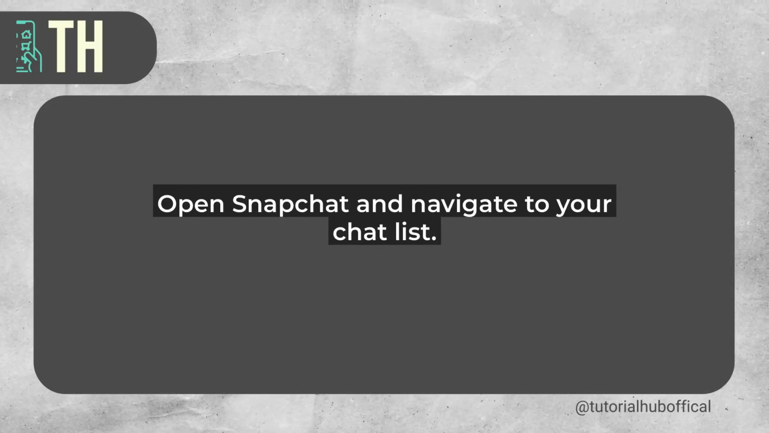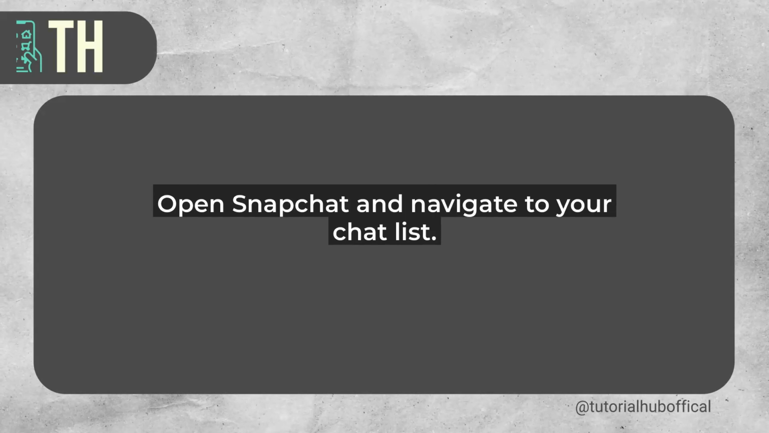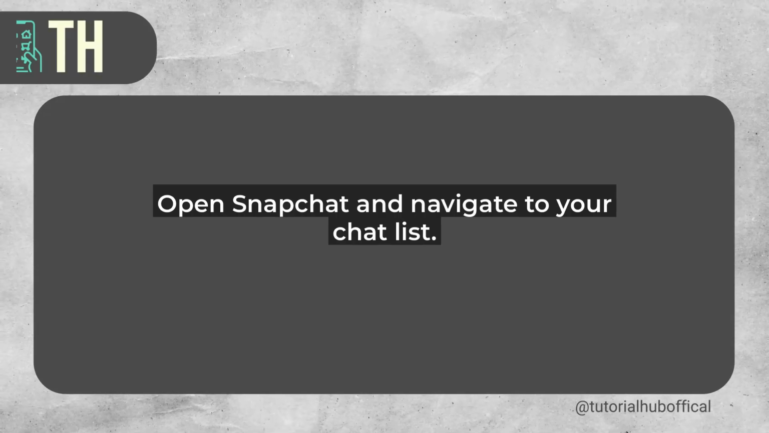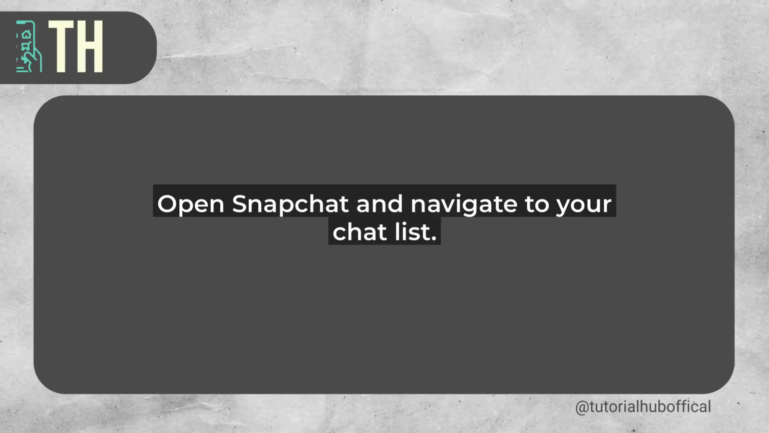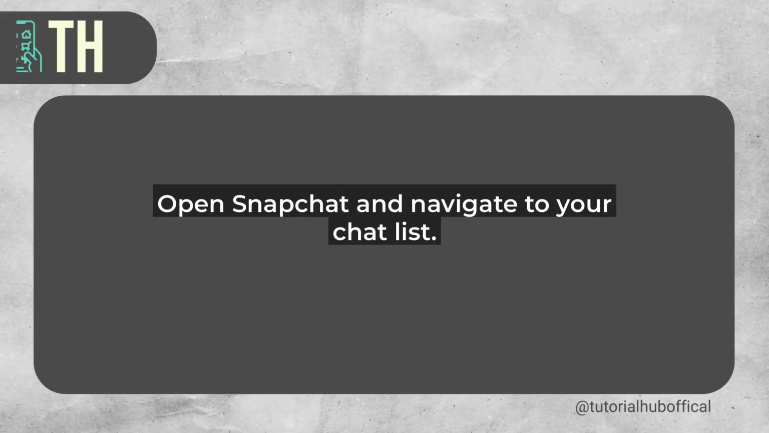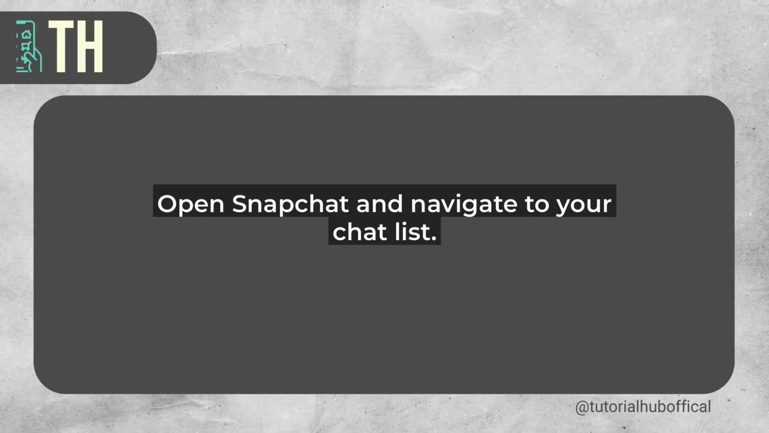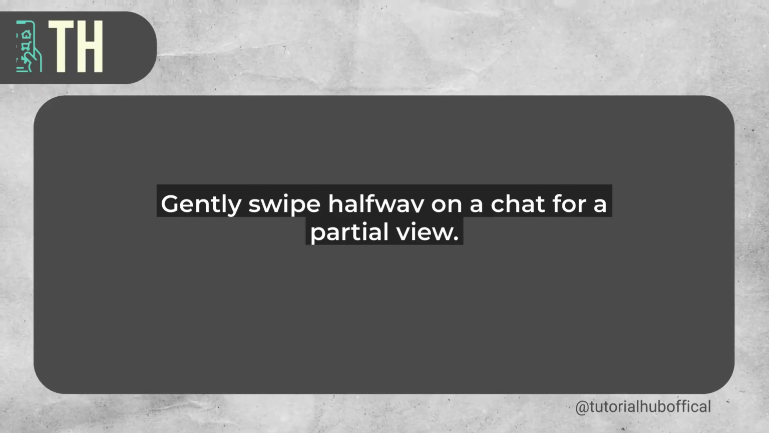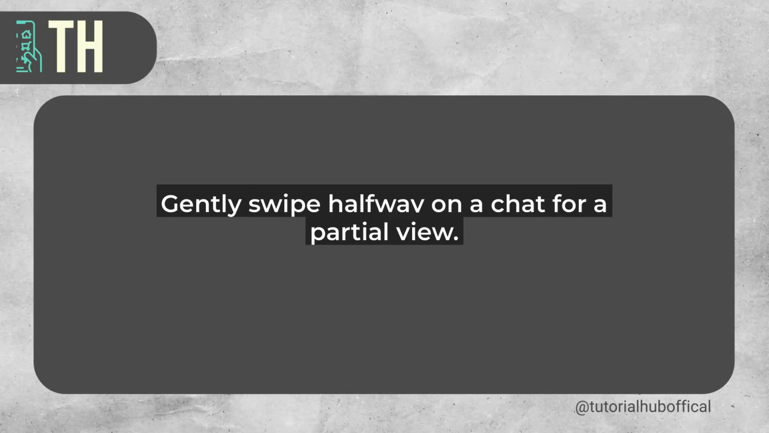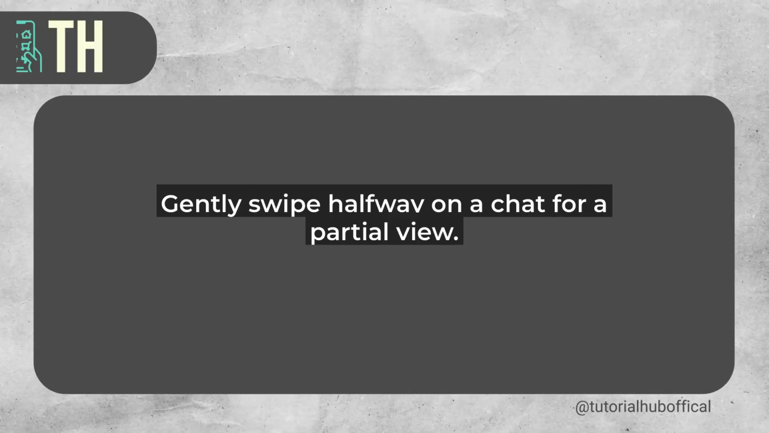To get started, make sure you have the latest Snapchat app installed on your phone. We're talking about the 2025 updates, which might have some tweaks, but the basics remain the same. Step 1. Open the Snapchat app and log in if you haven't already. Once you're in, head over to your chat list by swiping right from the camera screen. Now, find the chat or story you want to preview.